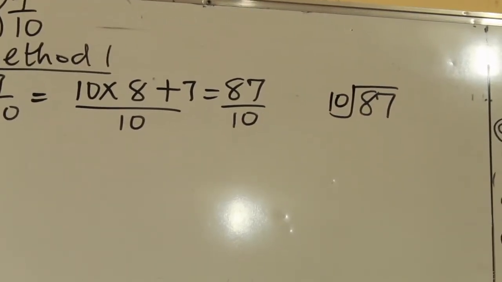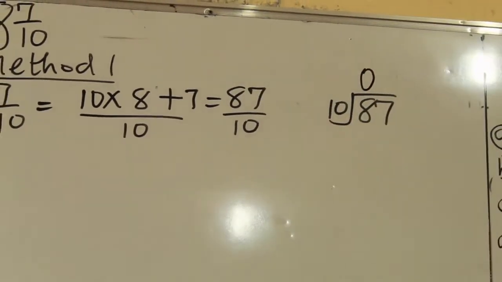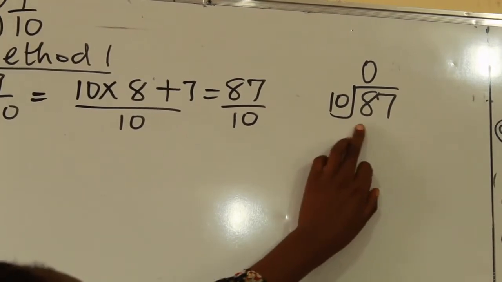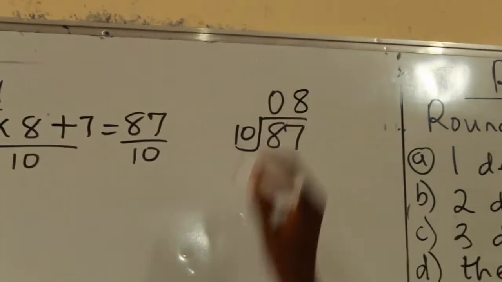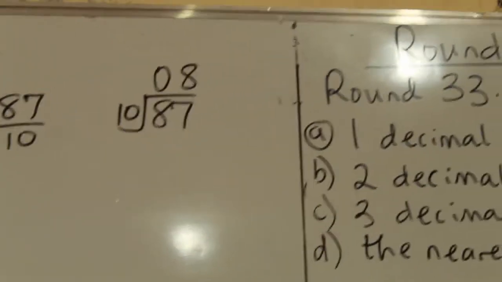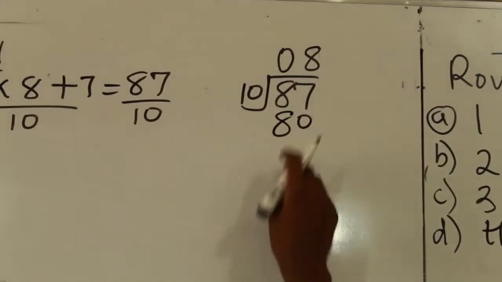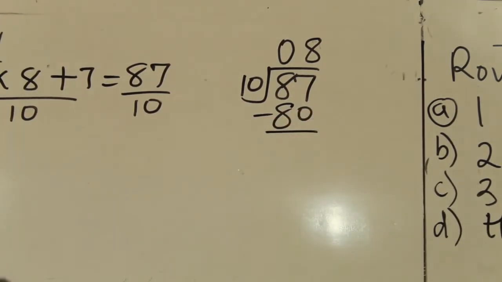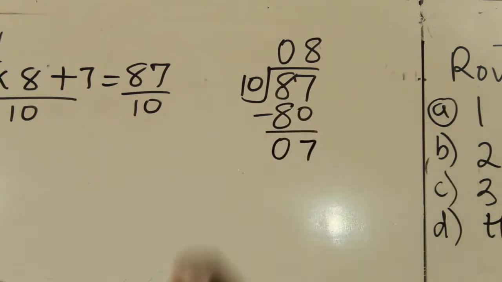8 divided by 10 cannot go, so write down 0. Then next we take the two digits, 8 and 7. 87 divided by 10 is 8. 10 times 8 gives 80. And 87 minus 80, we have 7 minus 0, 7. 8 take away 8 is 0.